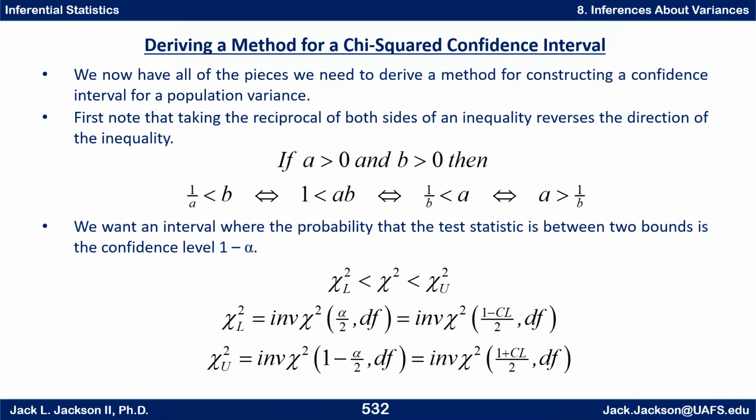So we now have all the pieces, since we know about a chi-squared distribution, to use it to make confidence intervals and hypothesis tests. So we'll start with confidence intervals.